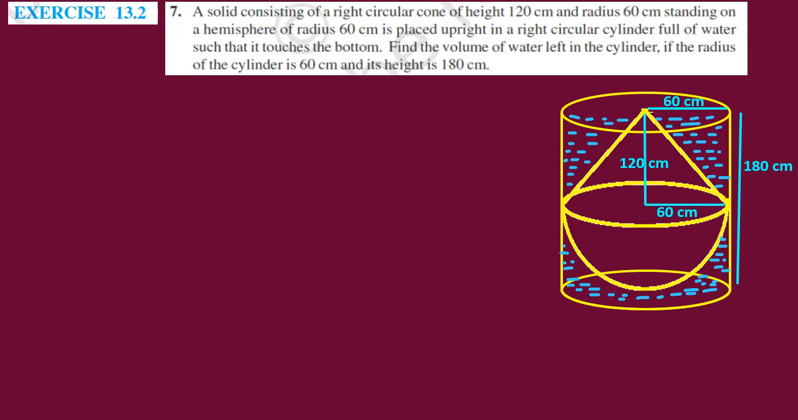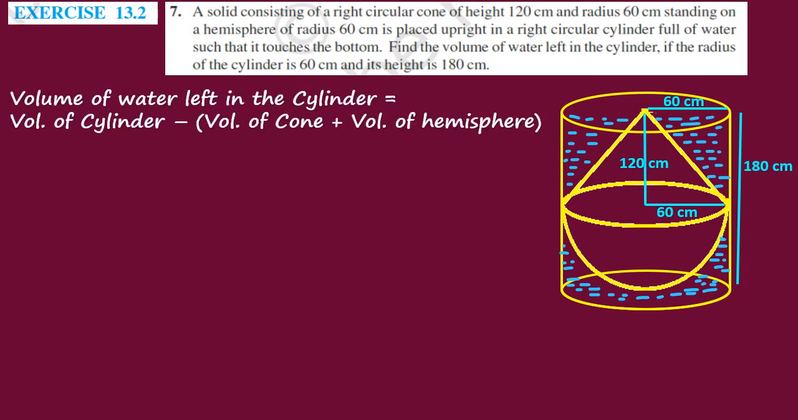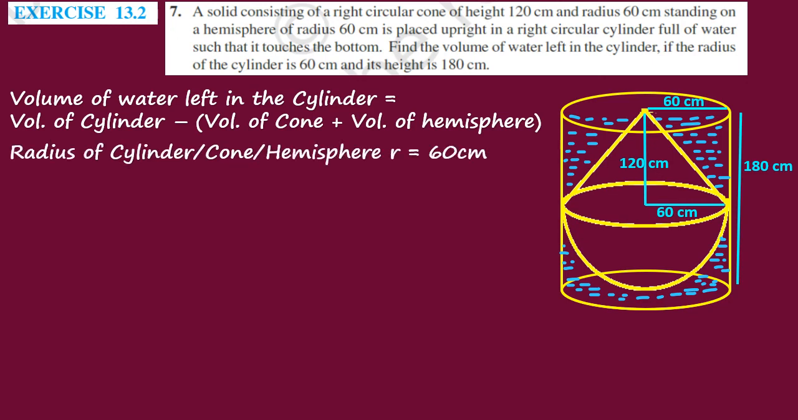Suppose it is full. So what we have to find is the volume of water left in the cylinder. Volume of water left in the cylinder will be the volume of the cylinder minus the volume of the cone and the volume of the hemisphere. Very, very simple. So the radius of the cylinder, cone, and hemisphere, everything is 60 centimeter.